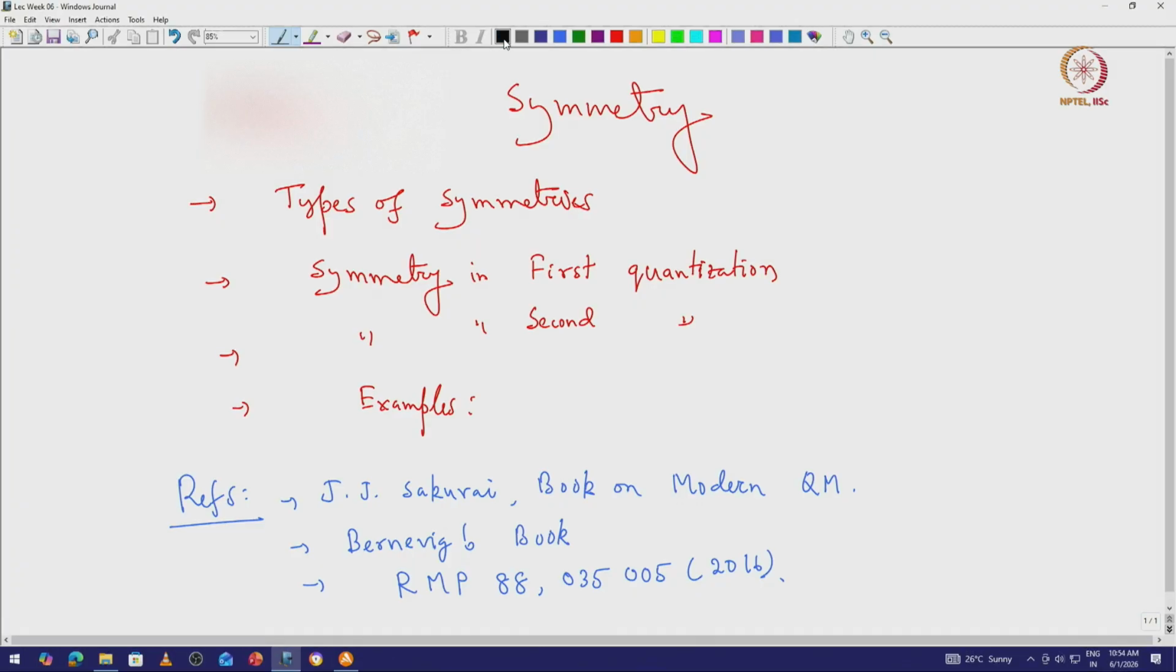So, welcome back everyone to this NPTEL course on topological phases of matter. We have covered quite a bit. In fact, we have covered most of the fundamental stuff about topological phases of matter, and it turns out symmetry plays an important role in protecting the topological phases as well as classifying the topological phases. So, today we will start the chapter named Symmetry.